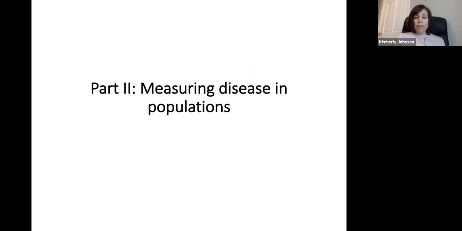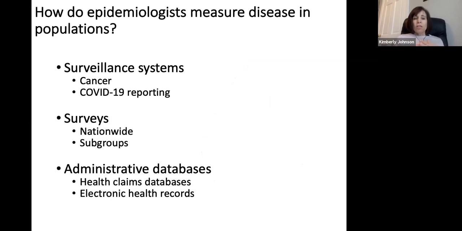So how do we measure disease in populations? We have to collect data somehow, and we do that through surveillance systems, for example. So we have really great surveillance systems for cancer that are nationwide. I'm going to give an example of that in a minute. Also, there's special reporting for infectious diseases. I'll tell you a little bit more about the COVID-19 reporting.